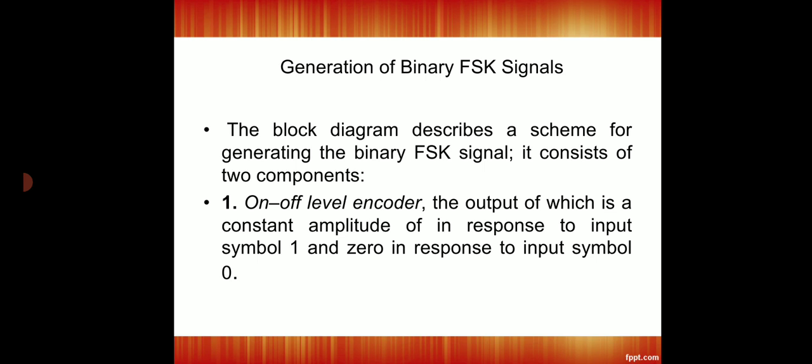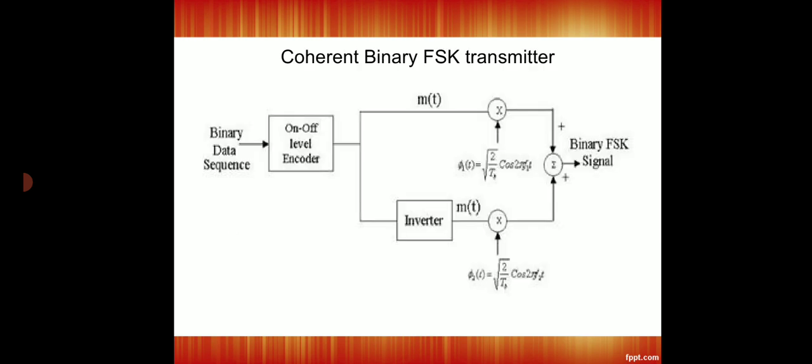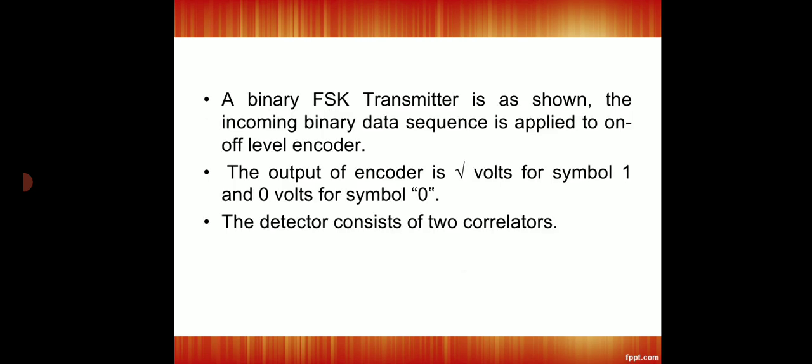So here we have two components. One is the on-off level encoder, the output of which has constant amplitude in response to the input 1, and 0 in response to the 0. This binary sequence is given to the on-off level encoder. From that, one output is given to m of t, and another is given to the inverter. Both the signals are added and finally a binary BFSK signal is produced.